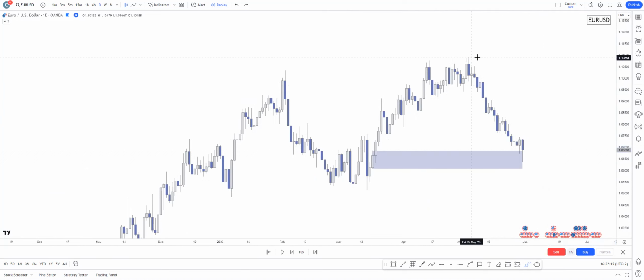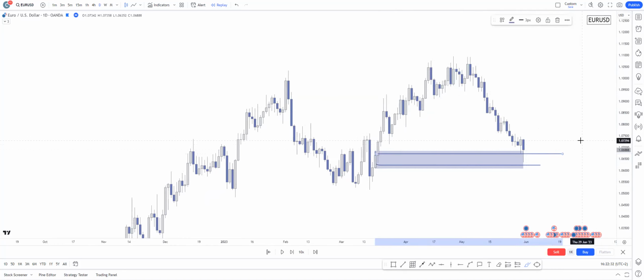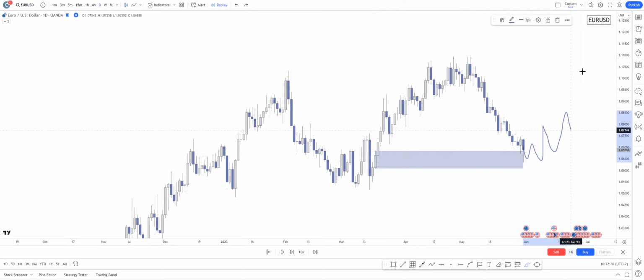So probably the sweep of this liquidity will happen. After the sweep of this liquidity, after the mitigation of this daily demand area, we can wait for 15-minute confirmations because probably there is a clear 4-hour refinement inside of it. And if a 15-minute change of character happens, we can really wait and look for long opportunities.